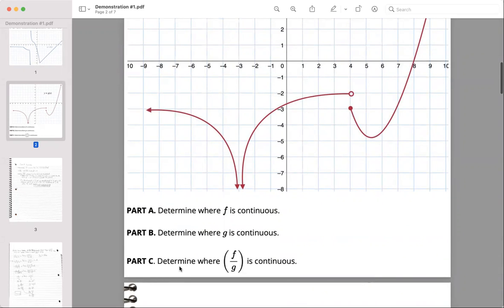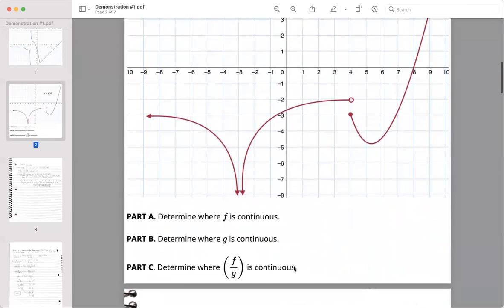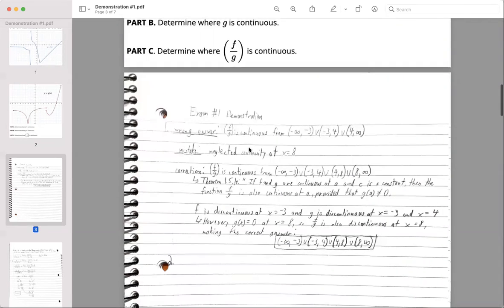I missed part C. It says determine where f over g is continuous. And so right here, you can see this is the part that I got wrong. I said that it was -infinity to -3, -3 to 4, and then 4 to infinity. And so while this is right, one mistake that I had was I neglected the discontinuity at x equals 8.